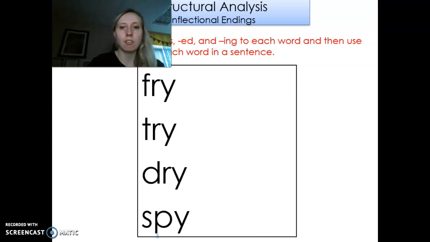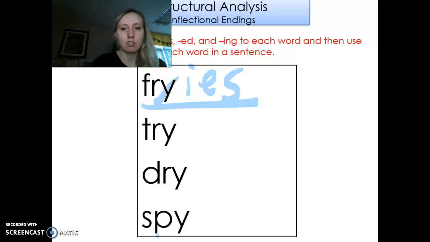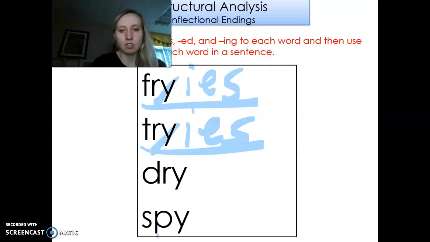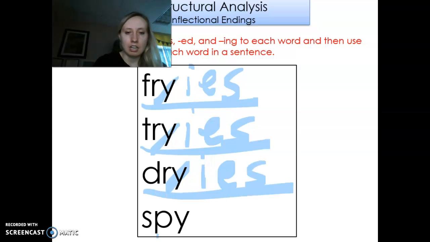Okay, the next two, the Y is going to change. So if I want fries, like he fries, cross off the Y, put I-E-S, fries. Tries, cross off the Y, I-E-S, tries. Cross off the Y, I-E-S, dries. And then spies, cross off the Y, I-E-S, spies.